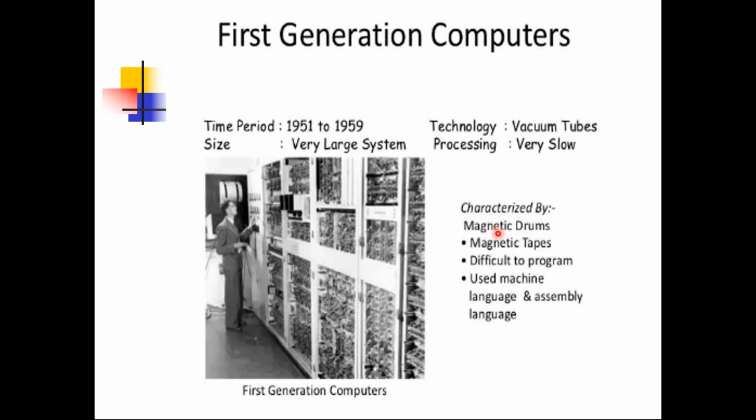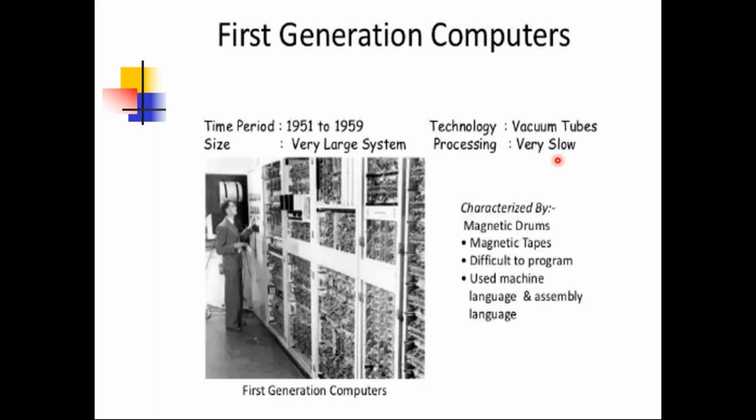It is characterized by magnetic drums, magnetic tapes, and is difficult to program. It used machine language and assembly language. You can simply skip what machine language and assembly language are; no need to worry about it. From this slide, what you need to understand is mainly a few things like the time period. It has a very large size, it is made up of vacuum tubes, and it is very slow in performing computations or processing.